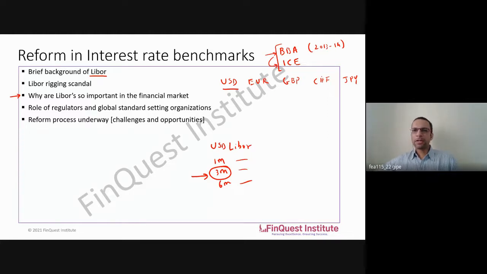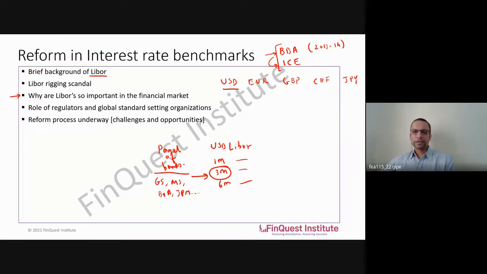Let's say ICE wants to publish USD 3M today. How exactly that happens is there is a certain set of banks which we call panel banks, or panel of banks. Panel banks are large global banks which are very, very active in the global FX and interest rates market. So people like Goldman Sachs, Morgan Stanley, Bank of America, JPM, etc. If I recollect, about 8 or 10 is the total panel size.